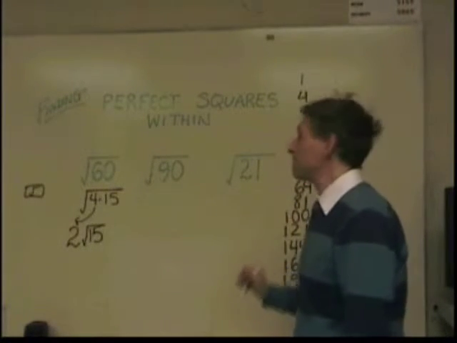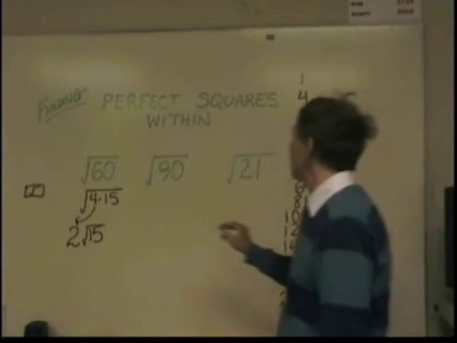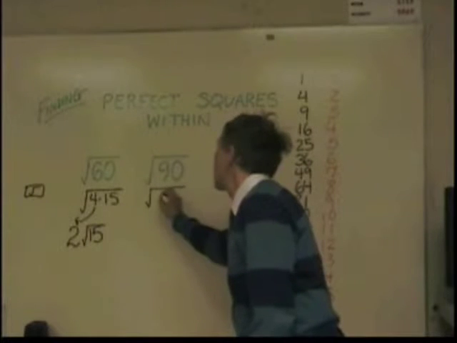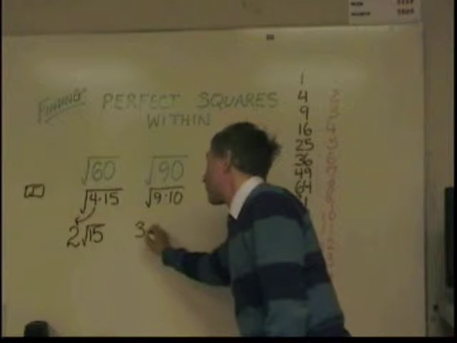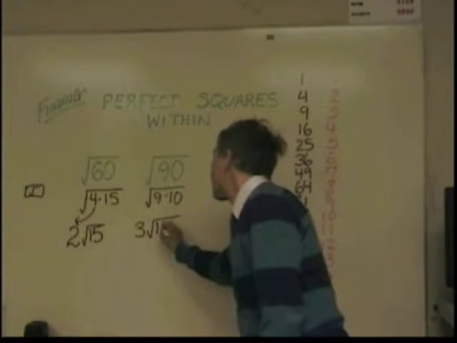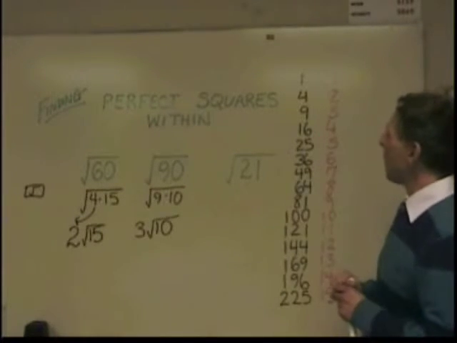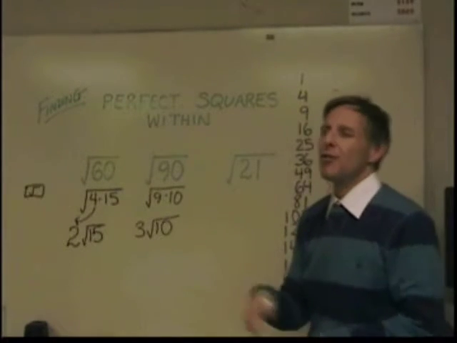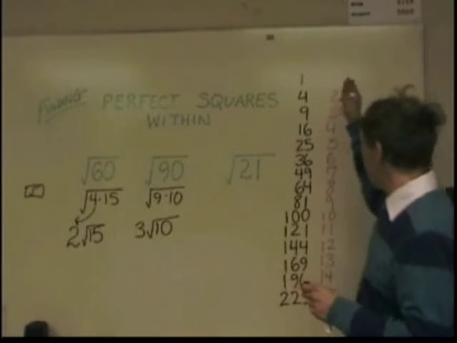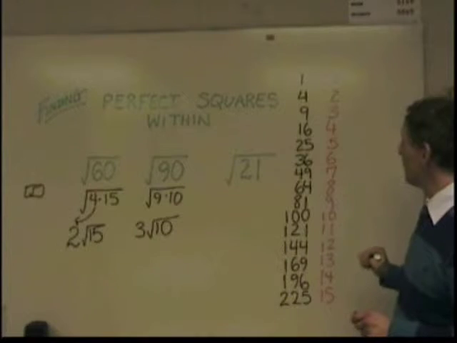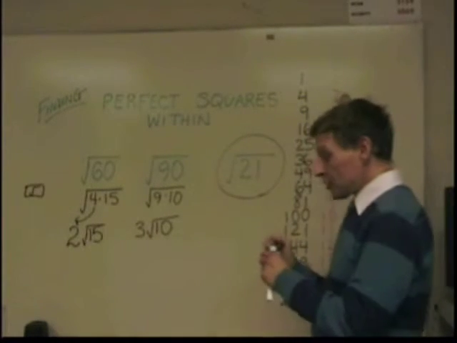Take a look at that 90. The highest number on this list that goes into 90, 9. It's 9 times 10. 9 comes out as its root, which is 3. 10 stays in. That gives me 3 radical 10. How about 21? You know, 21 has multiples. 3 times 7 is 21. But it doesn't have any perfect squares that go into it evenly. And so this just stays. It can't be simplified.